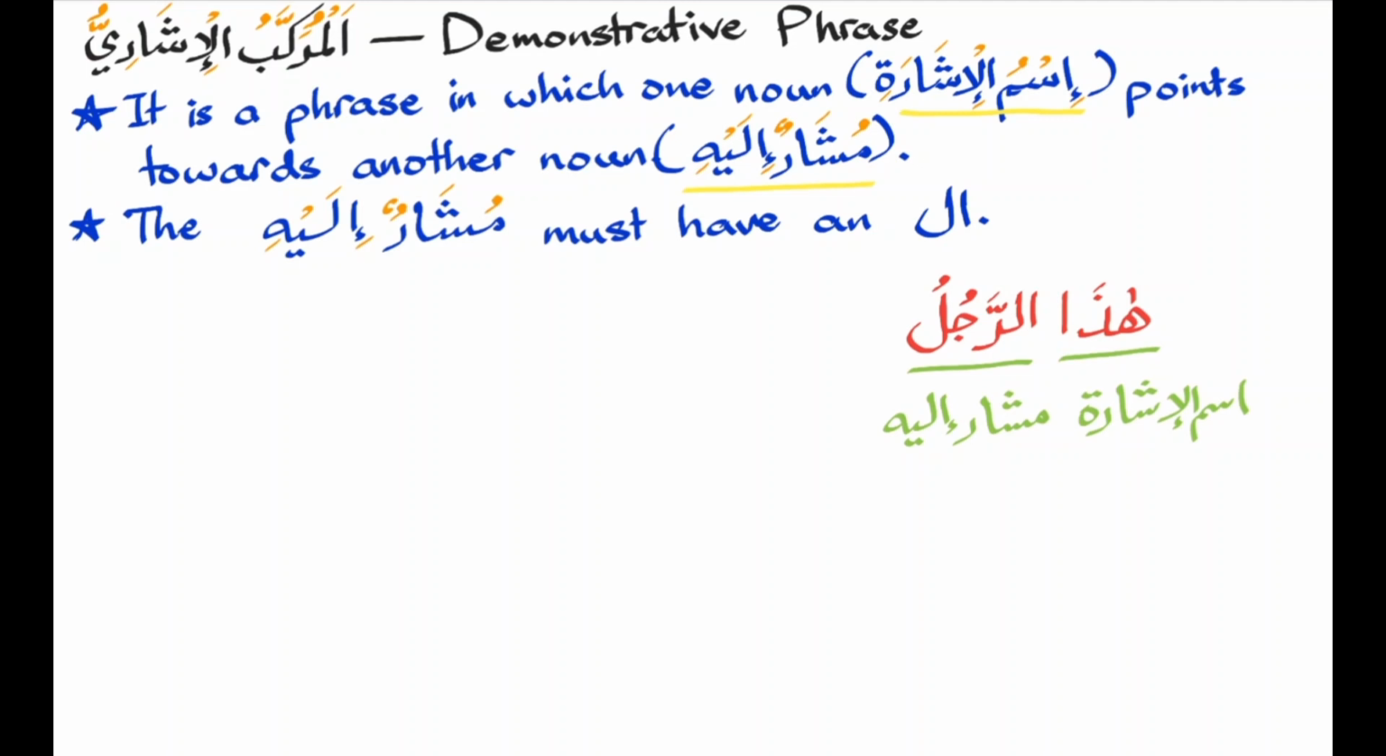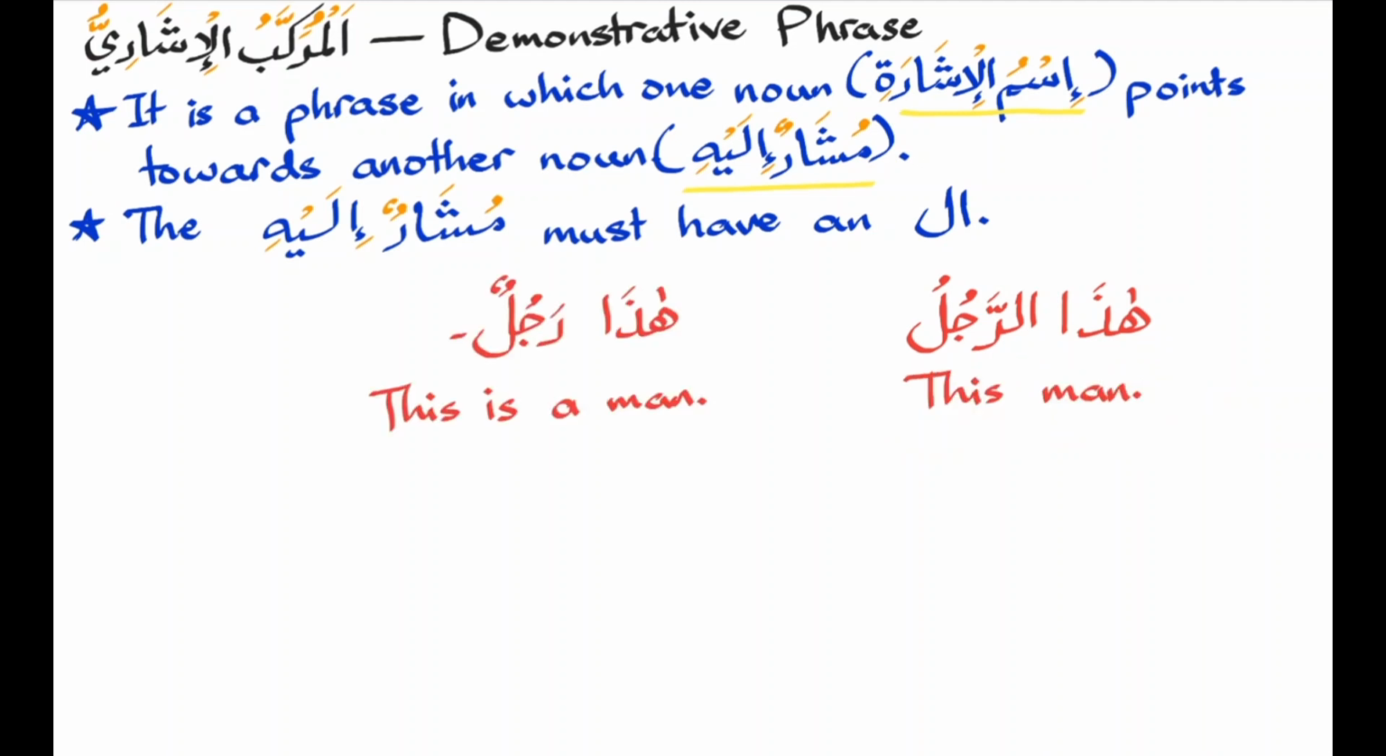If there was no alif lam, then it would have been a complete sentence. For example, if you took the same example, هذا الرجل, and you took the alif lam out of ar-rajul, then it would be هذا رجل. This is a man. So now that would be a complete sentence. So you can see the difference here. The first one was هذا الرجل, which meant this man.